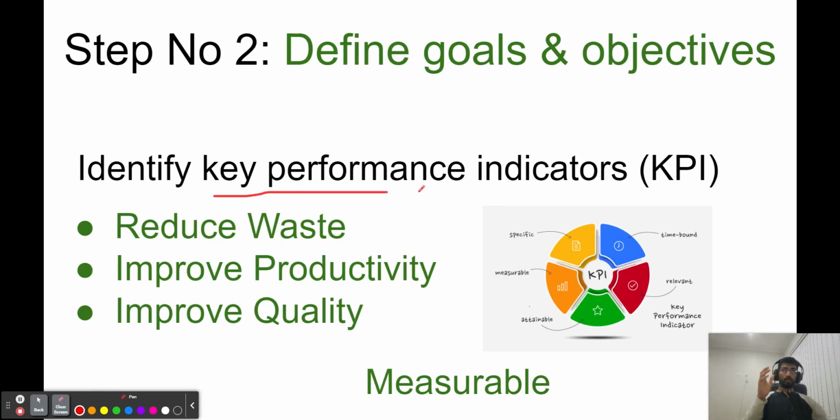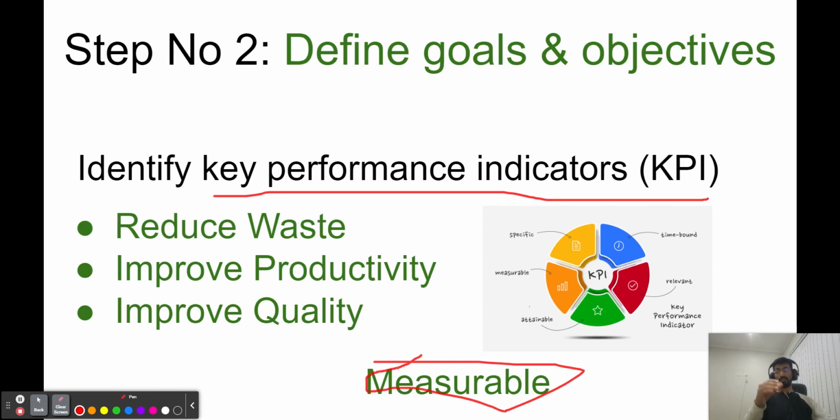Step number 2, having defined goals and objectives for your company. So you all know what KPIs are, and in KPIs make sure they are all measurable standards for your company. Measurable standard means you decide you want to reduce the waste from 20% to 10%, but you don't know how much waste you are having right now. So there is no point in reducing the waste when you don't know how much waste you have right now. So the first thing is you need to measure what you are actually having. So what is the actual waste that you are having?